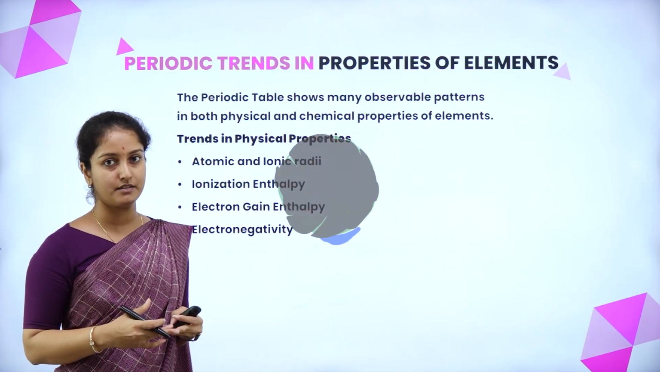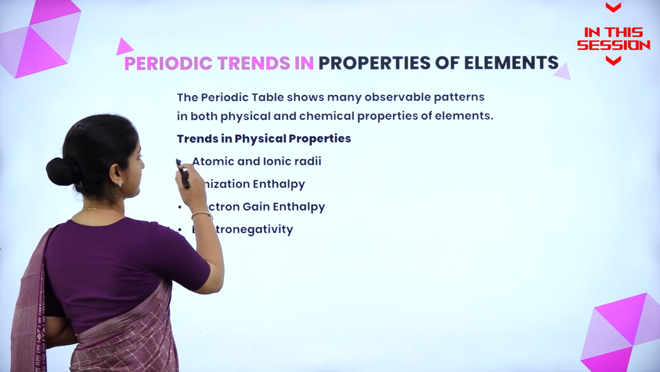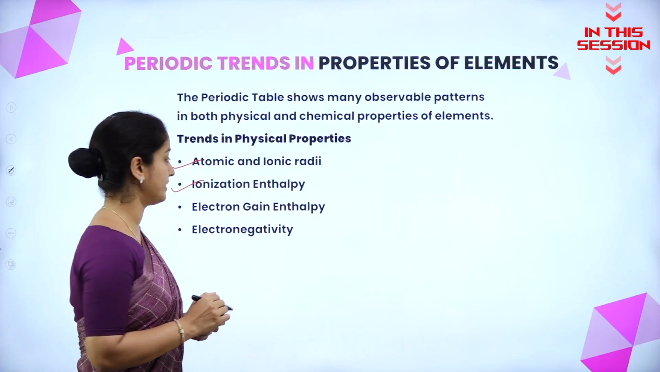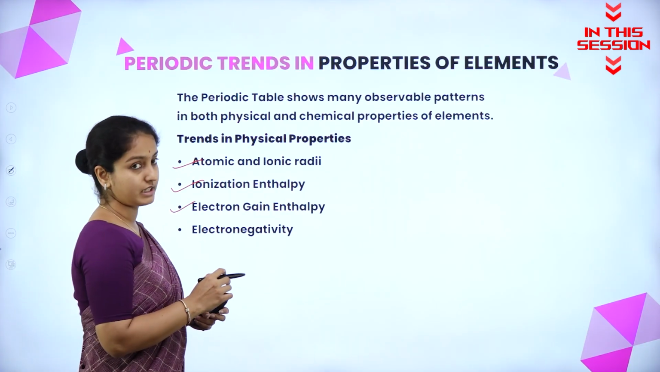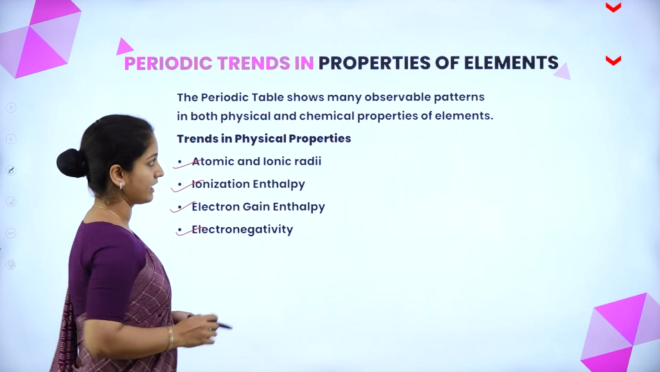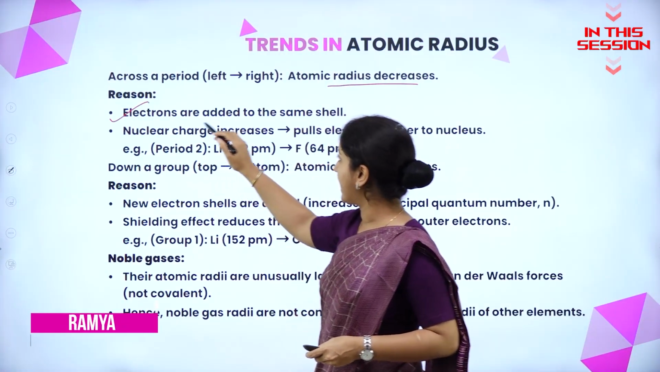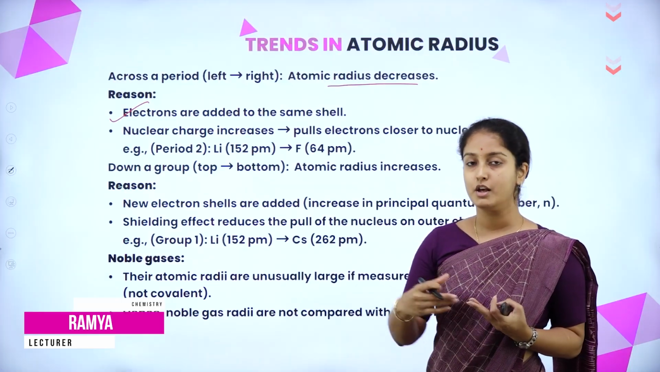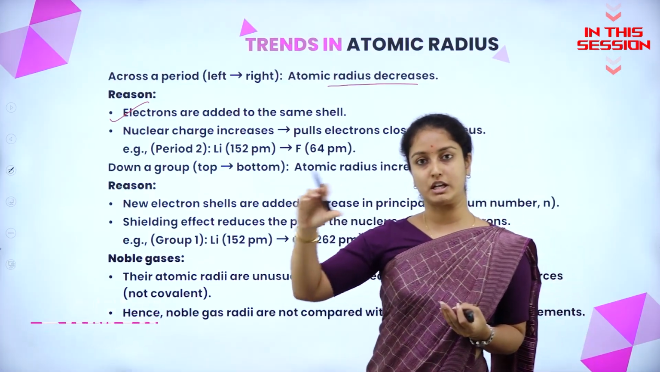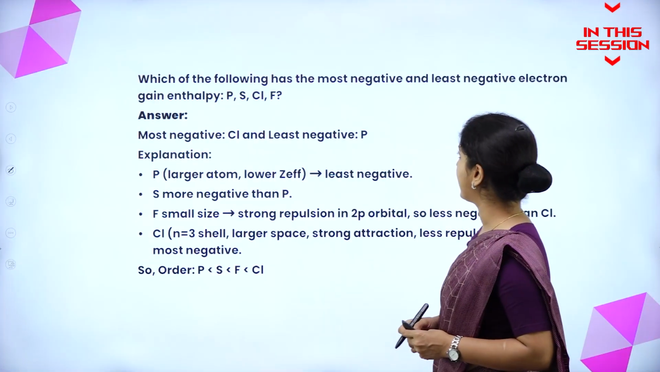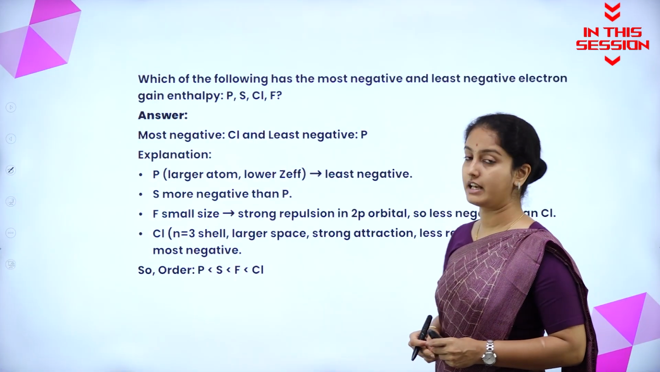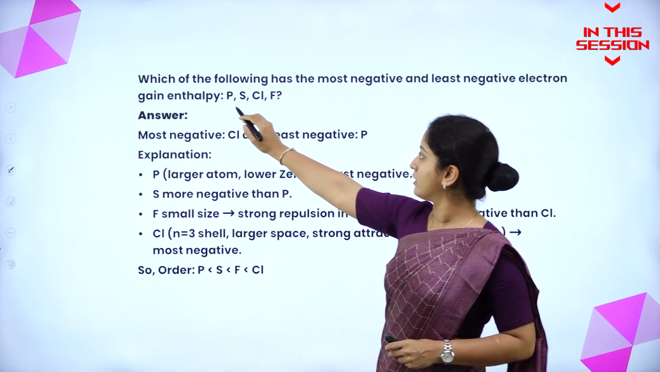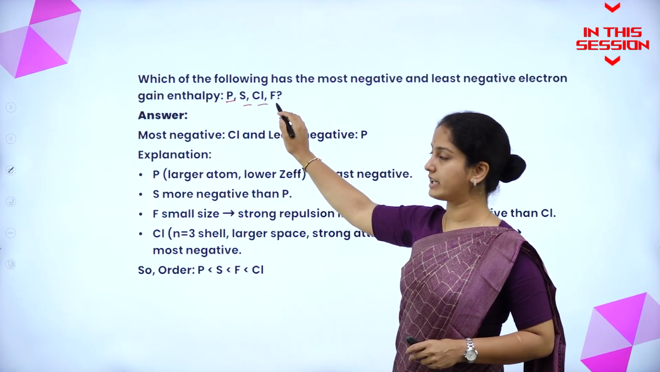What are the trends in physical properties? One is atomic and ionic radii, the other one is ionization enthalpy, the third one is electron gain enthalpy, and the fourth one is electronegativity. So the electrons are added to the same shell, so that would be K shell or L shell or M shell. So when you go across a period, the shell will be the same. Which of the following has the most negative and least negative electron gain enthalpy among the elements that is mentioned? Phosphorus, sulfur, chlorine and fluorine.